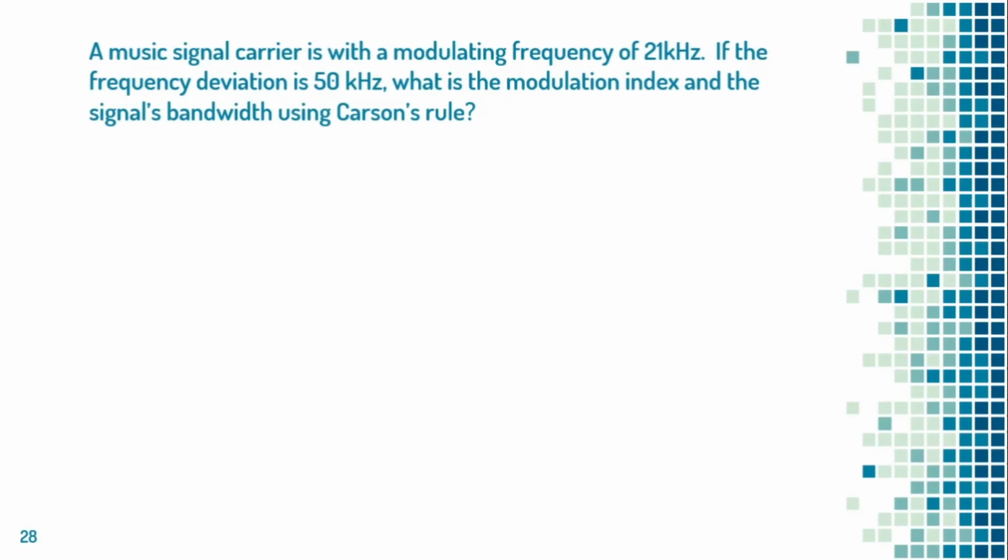So here's an example. A music signal carrier with a modulating frequency of 21 kHz. If the frequency deviation is 50 kHz, what is the modulation index and the signal's bandwidth using Carson's rule? So ang given natin is a modulating frequency of 21 kHz and a frequency deviation of 50 kHz. Ang hinahanap natin ay yung modulation index at yung bandwidth.